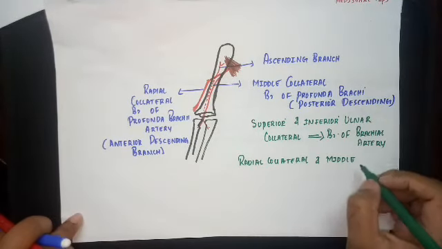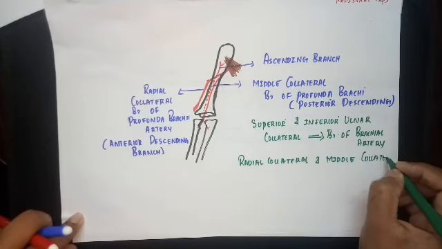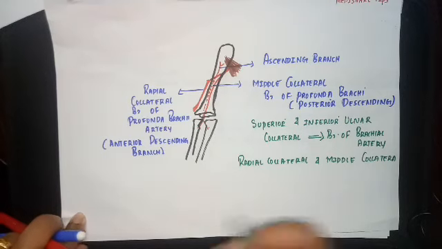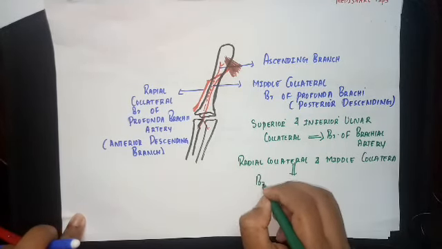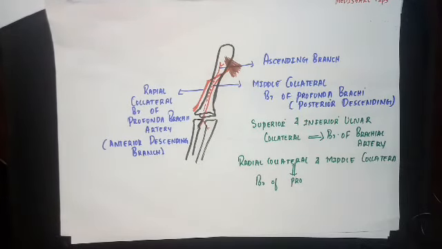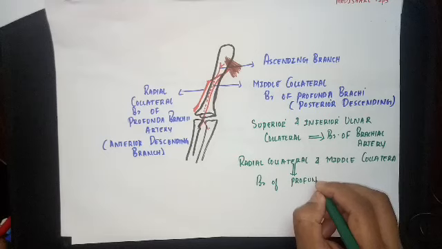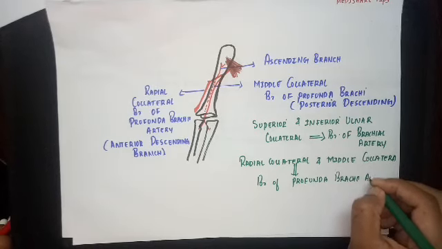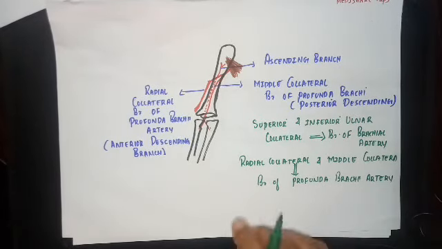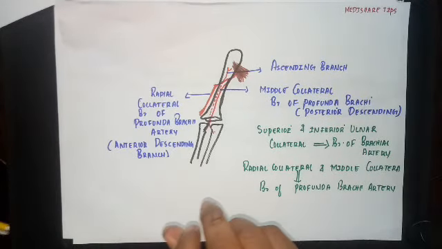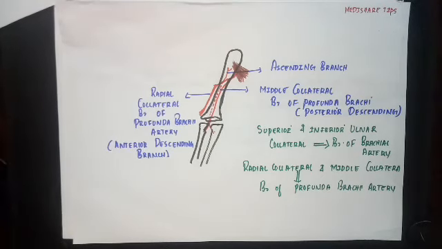So the radial collateral and the middle collateral, or the anterior descending branch or posterior descending branch, they are also called so, are branches of profunda brachial. These are not direct branches of brachial artery. These are the branches of profunda brachial artery, which is again a branch of brachial artery. That's all about the branches of brachial artery and the profunda brachial artery. Now we'll discuss some questions from this part.